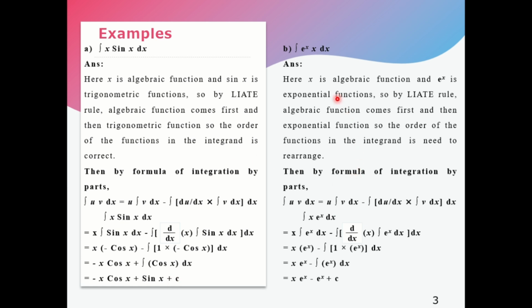Next example, integration of x e raised to x dx. Again, here are two functions. x is an algebraic function, e raised to x is an exponential function. By the LIATE rule, the algebraic function comes first and then the exponential function. So the order of the functions in the integrand needs to be rearranged. In the problem what is given is e raised to x, x. Now we have to write x e raised to x because we have to follow the LIATE rule.